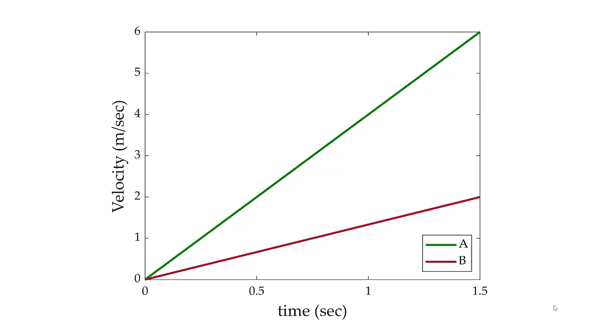But many times, we're going to have more than one tracing on a particular graph. In that case, we want to make sure that we designate what each tracing represents. That's going to be my box down here on the lower right corner, which is going to be referred to as the legend. And this clearly lets us know that the green tracing is going to be body A, and the red tracing is going to be body B.